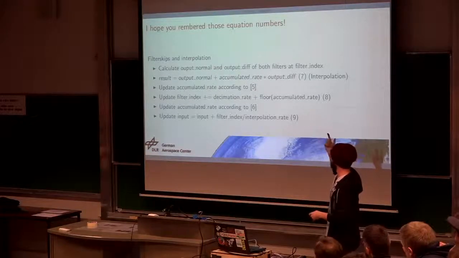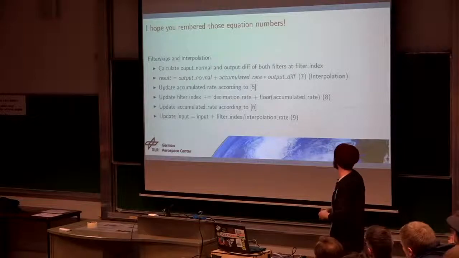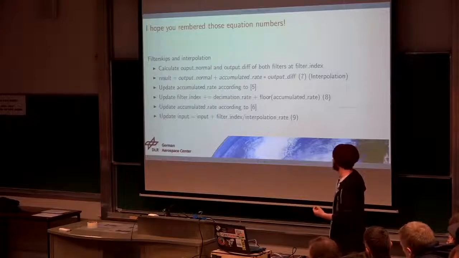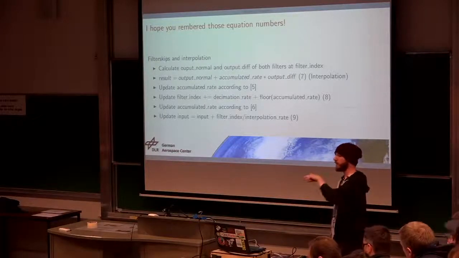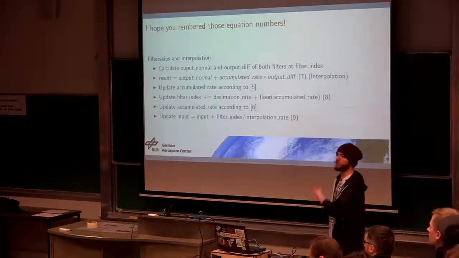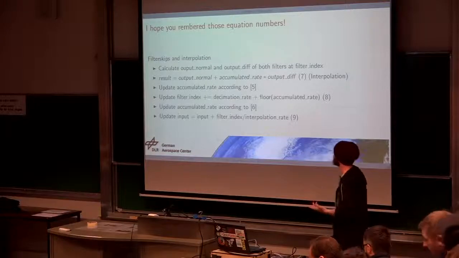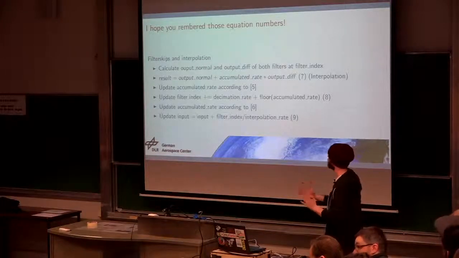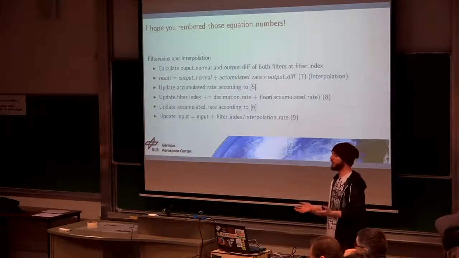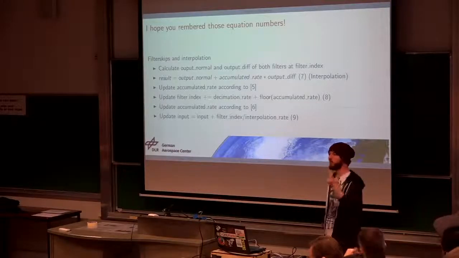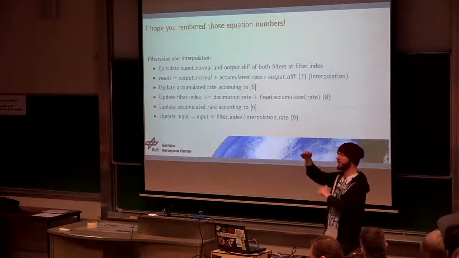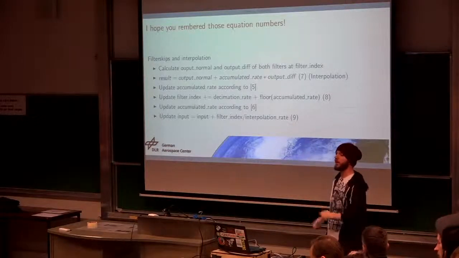Then you update the accumulated rate accordingly. You add the floating rate, then you update the filter index for your next output that you want to calculate, and then you do the mod 1 for the accumulated rate to always have it between 0 and 1. Then you update the input, because if you are, for example, resampling to a lower sampling rate, you might skip one input sample. If you imagine the filter bank, you skip all the filters and go to the next round.